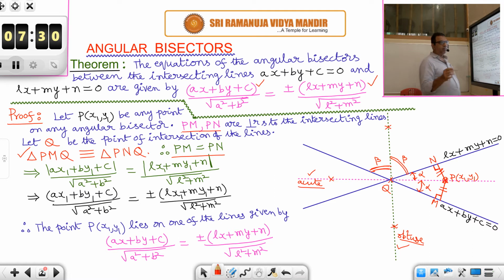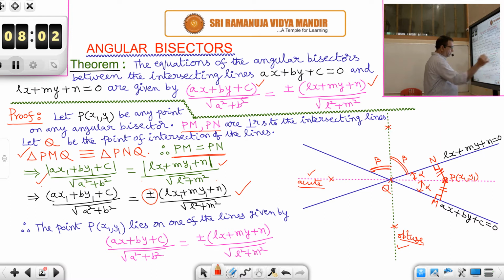What is the formula for PM? Distance from x1, y1 to the line Ax plus By plus C is equal to 0. Here I have written PM is equal to mod of Ax1 plus By1 plus C by root of A square plus B square, is equal to the right hand side, PN, which is Lx1 plus My1 plus N by root of L square plus M square. And you know how to remove the modulus. Remove the modulus and put plus or minus sign on one side.